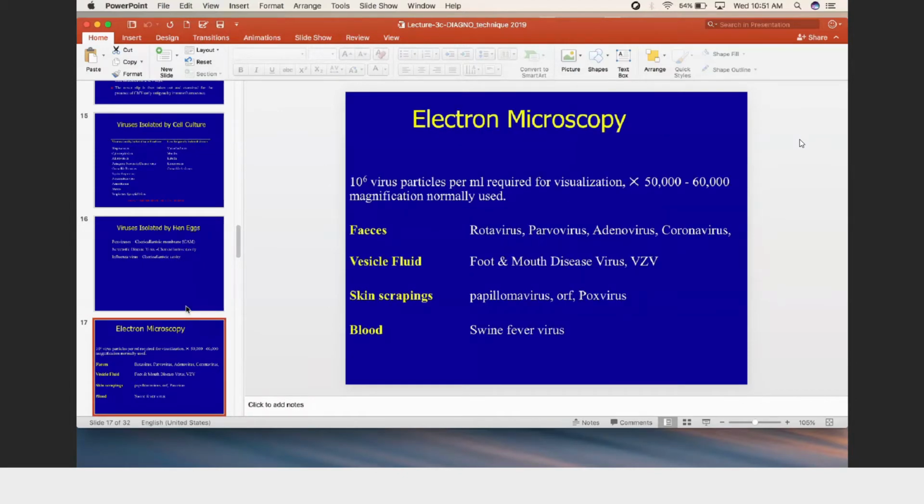Okay, electron microscopy. One of the issues if you want to do EM is that you need to have a high virus concentration. We need to have 10 to the 6. You're talking about a million virus particles per milliliter. A million, 10 to the 6 virus particles. From a direct sample, you normally cannot get this. It's very simple: if you only get 1,000 virus particles, maybe 100, it's too few. That's why you cannot do EM.